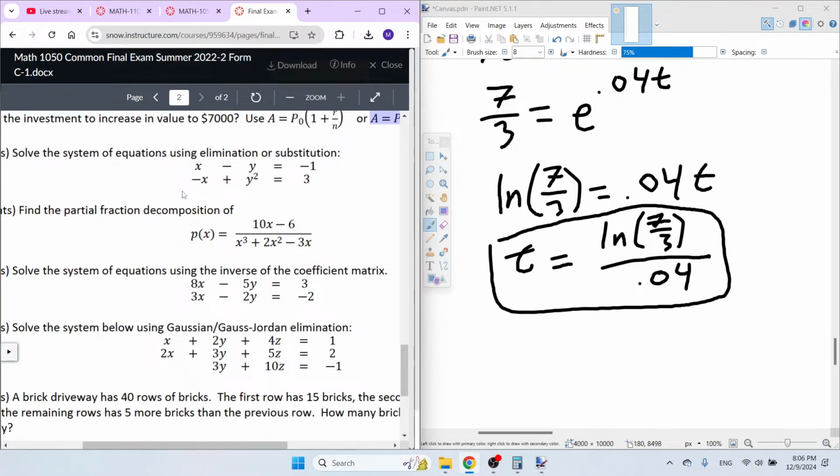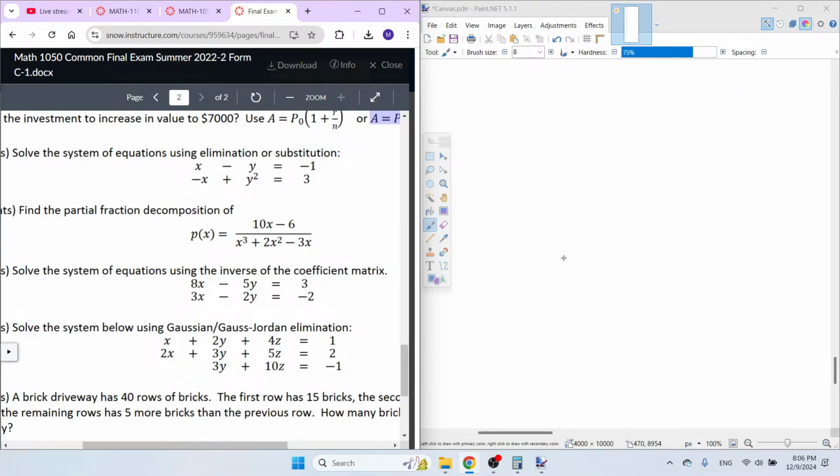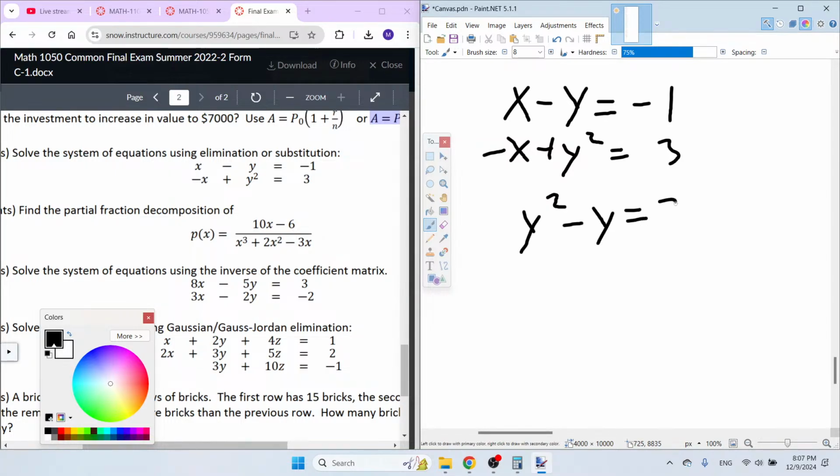Solve the system of equations using elimination or substitution. This one, I'm going to choose elimination. So we have x minus y equals -1, and we have negative x plus y squared equals 3. Adding together, the x's cancel, we get y squared minus y equals 2. Move the 2 to the same side, y squared minus y minus 2 equals 0.